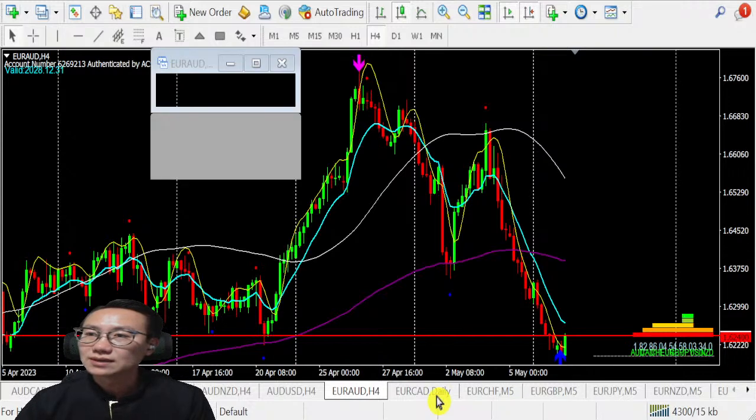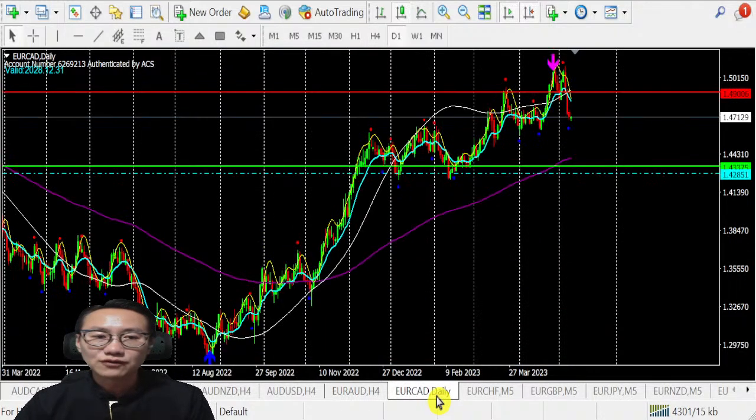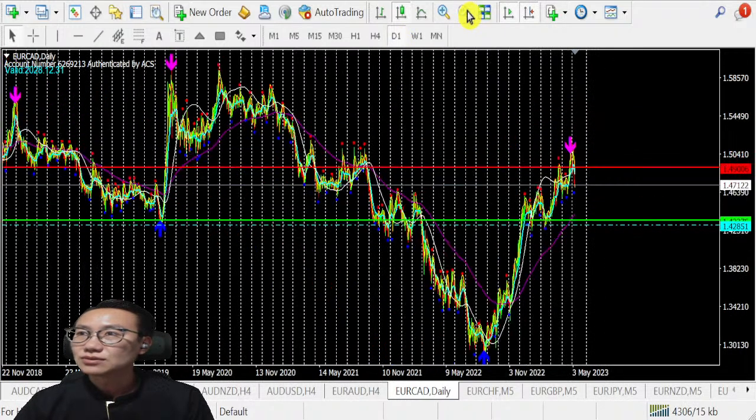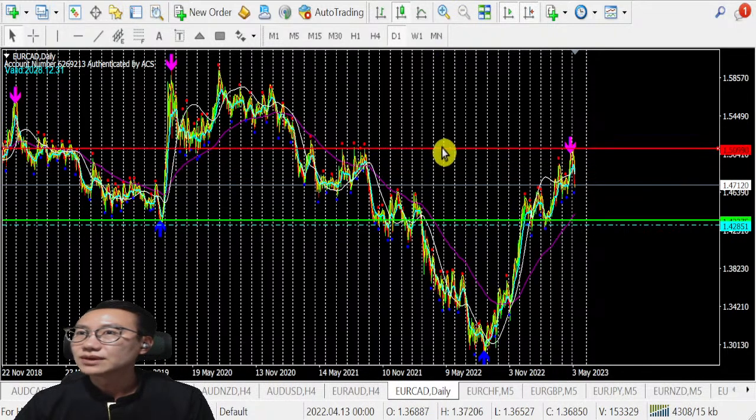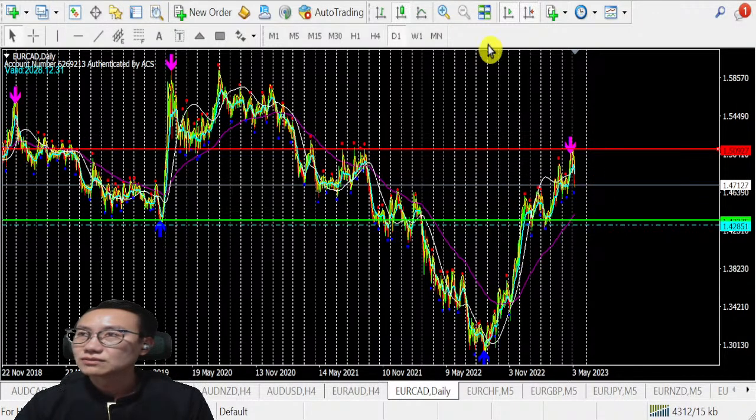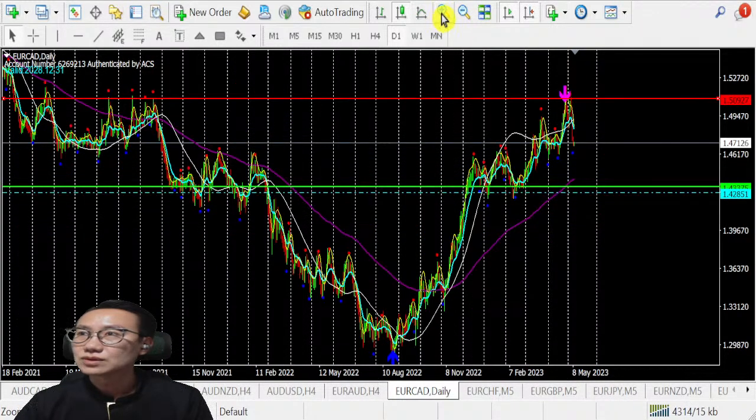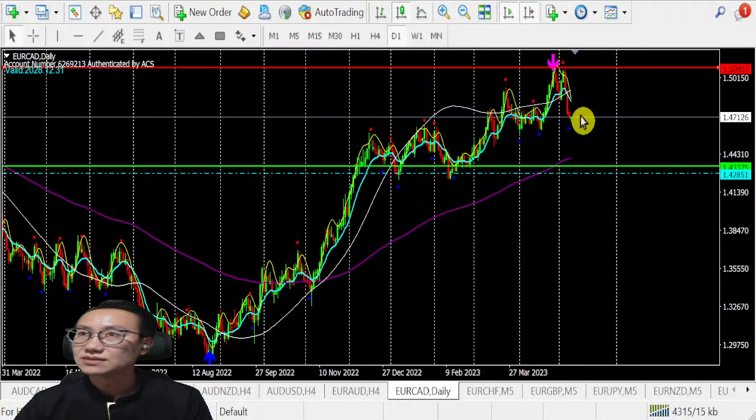Okay, Euro CAD. As for Euro CAD over here, we may want to take a look at this area here. Let me shrink down so that we can have a general picture where we can see there's a selling interchange over here. Prices came in and started to get rejected, and now the resistance holds very well to create selling for the past few days, correct, for the past 1 week.